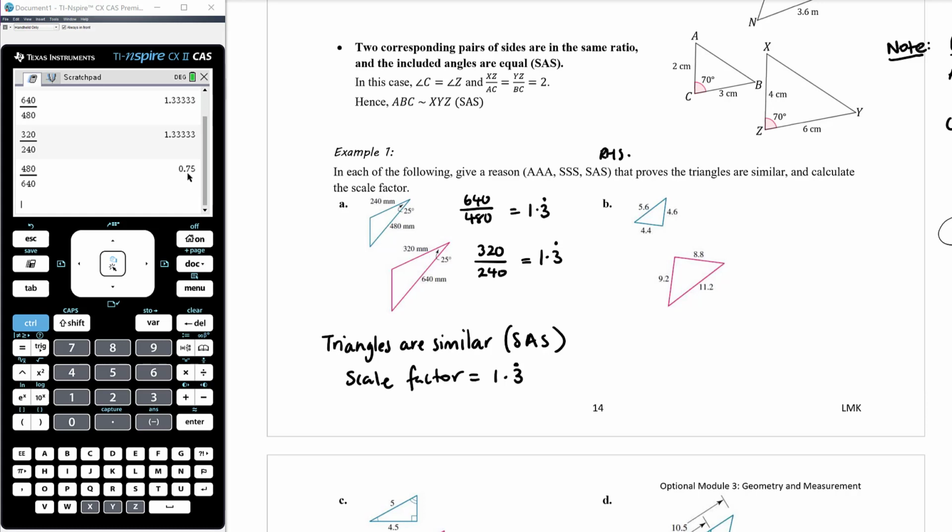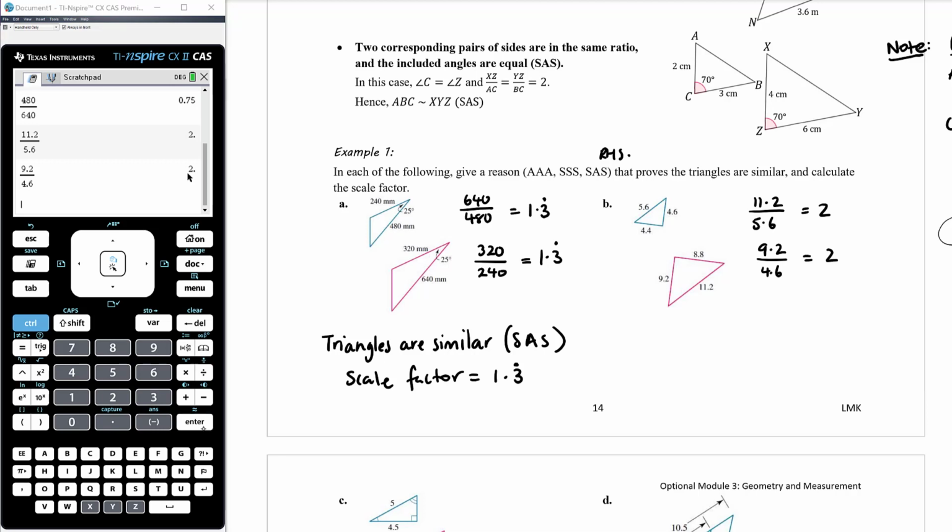Okay, part B. So we've only got side lengths here, so it's going to have to be side, side, side, but we do need to check that they are actually similar. Okay, so we're going to make sure that we do our division. So 11.2, which is the longest side in the pink triangle, divide that by the longest side in the blue triangle, which is 5.6. Okay, 11.2 divided by 5.6, well, that's 2. Let's check that the others are all in the same proportion, or else they're not similar triangles. So 9.2 is the second longest side in the pink triangle. The second longest side in the blue triangle is 4.6. So, 9.2 divided by 4.6 is also 2.